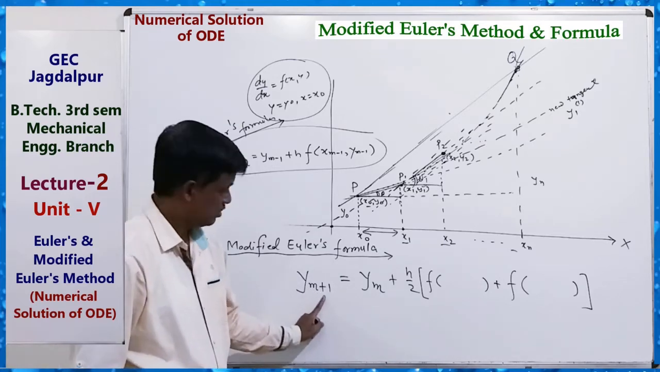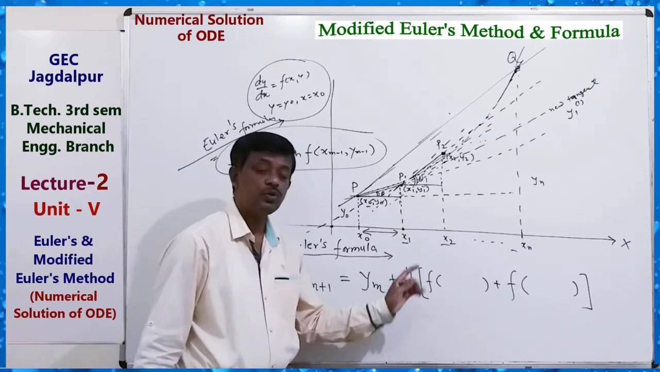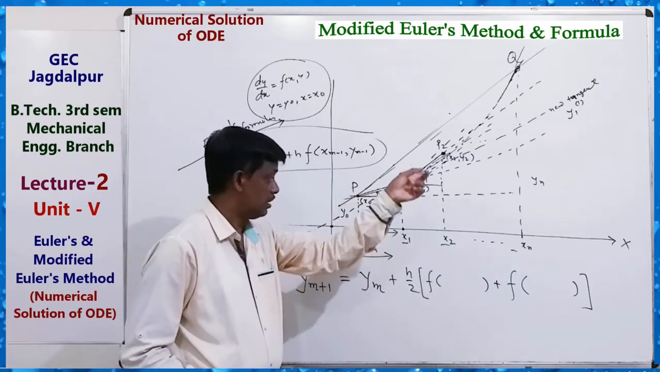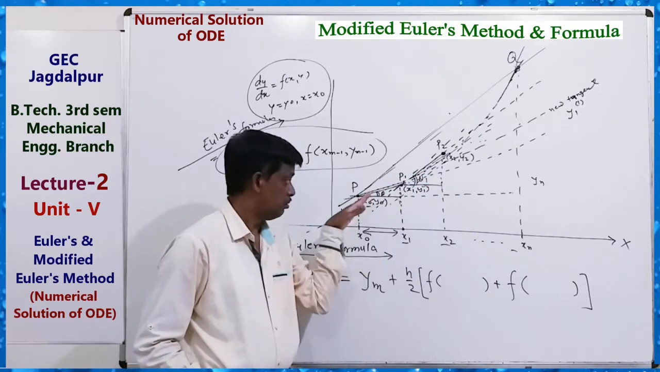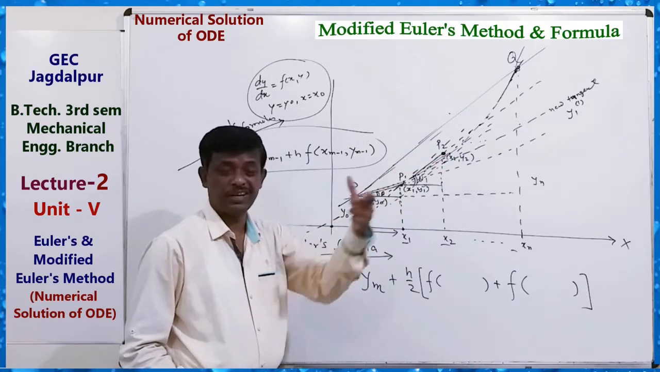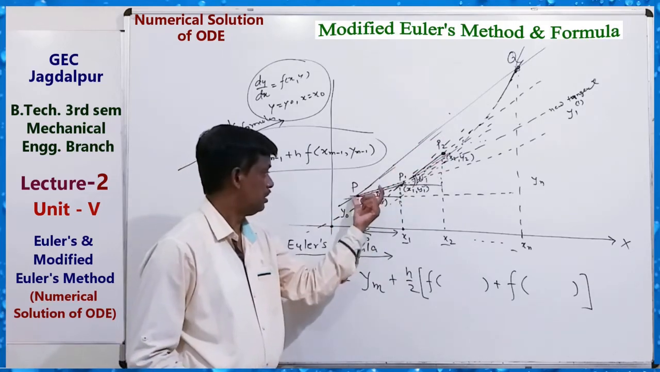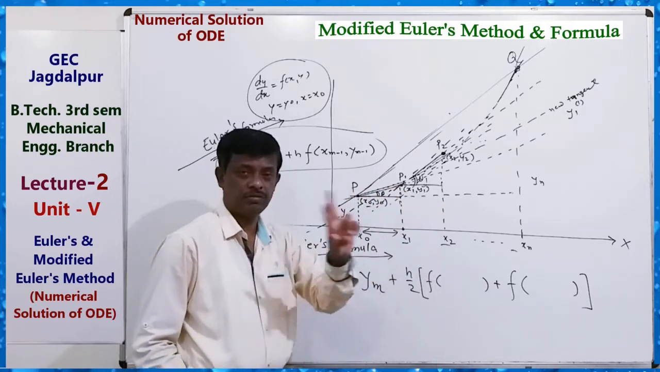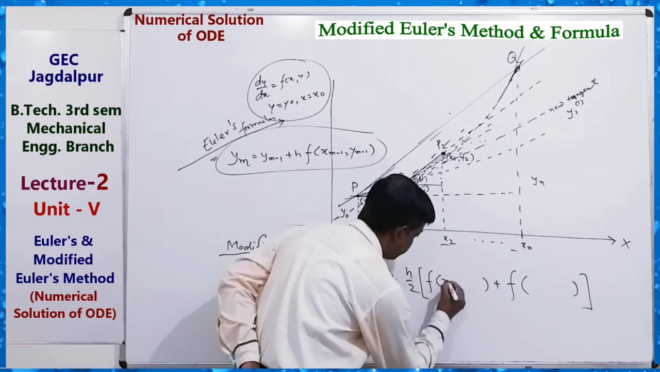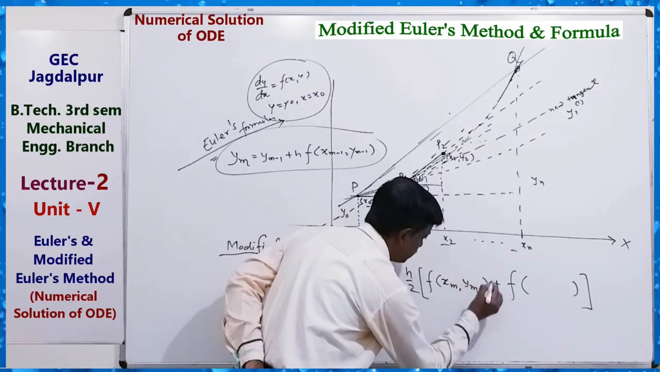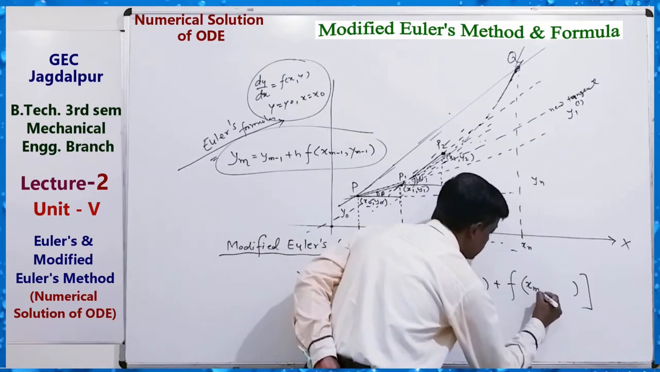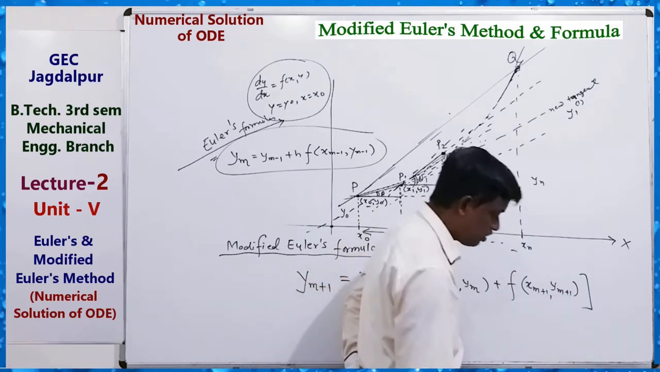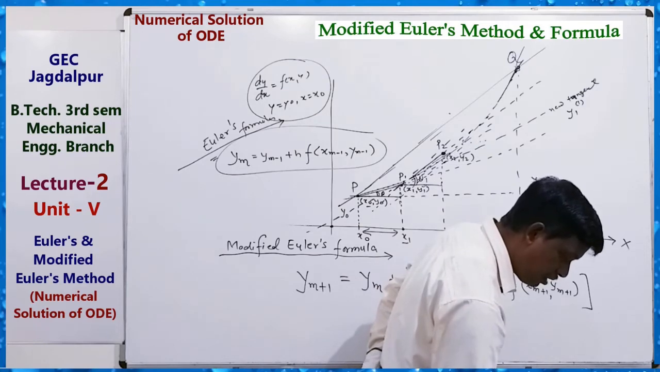Here y(m+1) equals y(m) plus h into half of the sum, meaning the average of the slope here and here. For getting a better approximation, we take the average of the slope at here and here. At 0, 0, here 1, 1, one less. So here x(m), y(m), and here x(m+1) and y(m+1). Clear? So this is our formula for the modified Euler's formula.